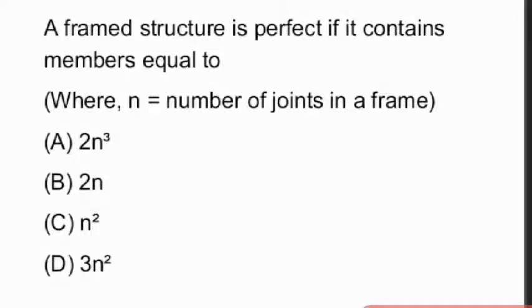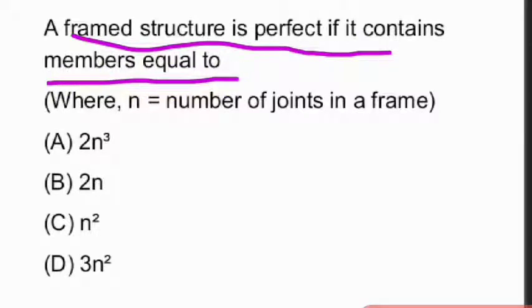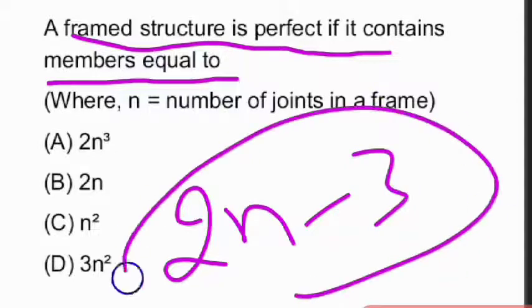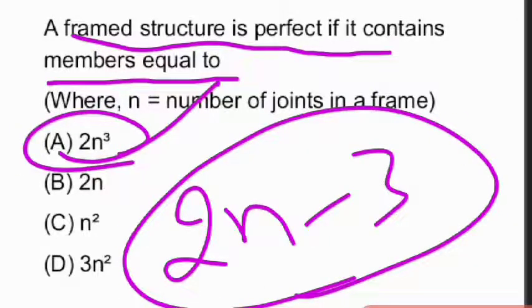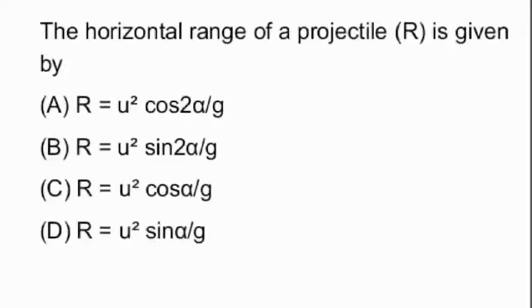And the next one is, a framed structure is perfect if it contains members equal to what? A framed structure is perfect if it contains members equal to 2n minus 3, where n is nothing but the number of joints in the frame. So our formula is 2n minus 3. Option A is the right answer.